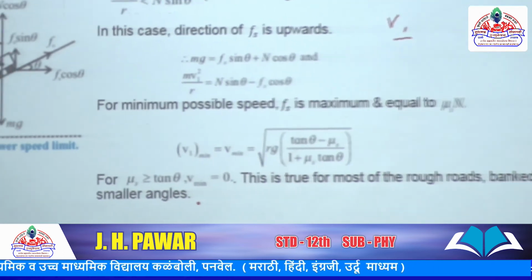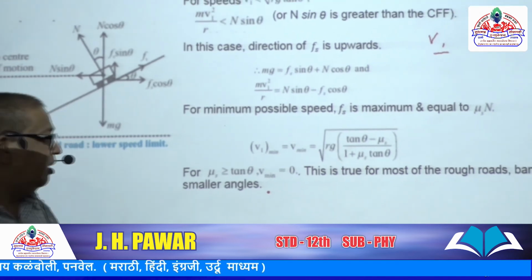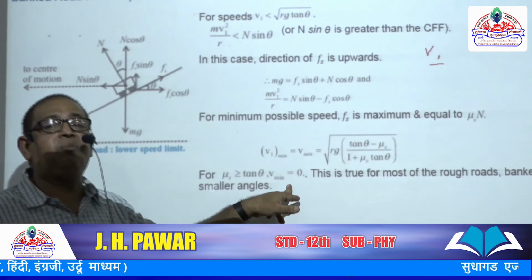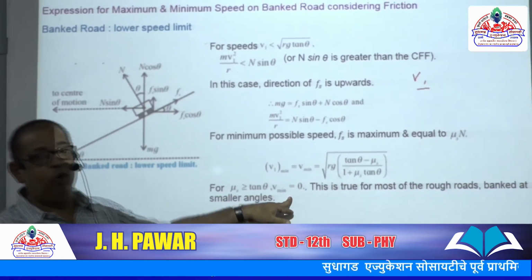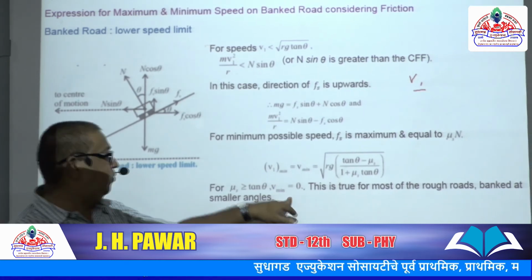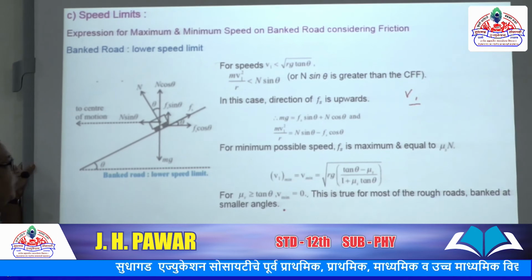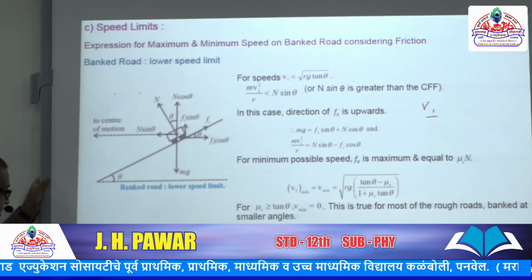Even at smaller angles, meaning almost horizontal roads, the minimum speed you can take along the curve is such that you can stop the vehicle. Minimum speed should be 0. The lower limit is 0 when mu s equals tan theta. Then the question arises, what is the upper limit? Let us see it in the next article.